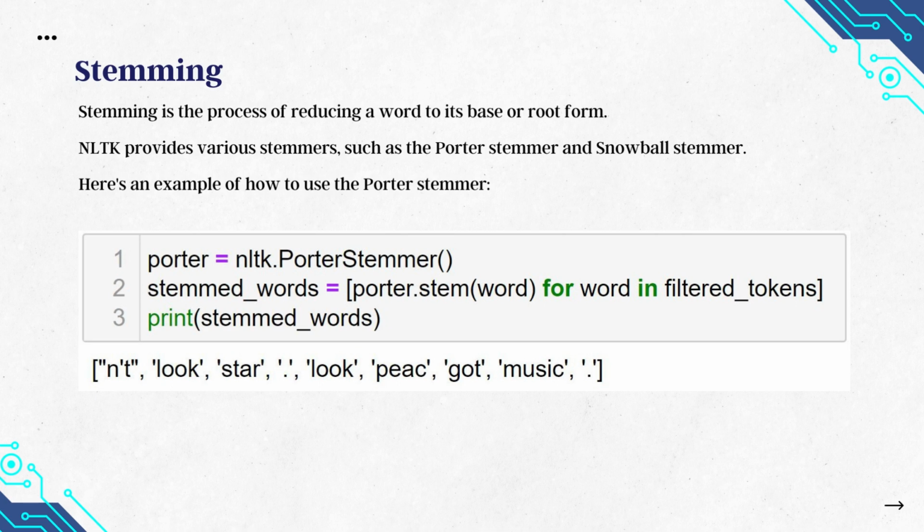I have defined it as the filtered tokens in the previous example. Then we will do the looping for scanning all the filtered tokens and do the stemming process. You can see the output here. For the word peace, the last letter E is removed and it returned peac. And for other words such as stars, it removed the S and returned star.